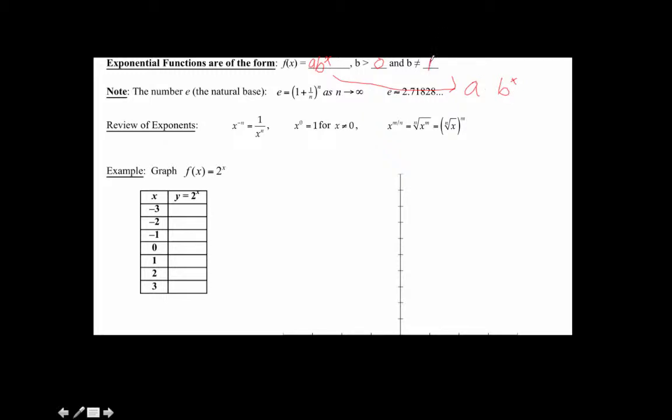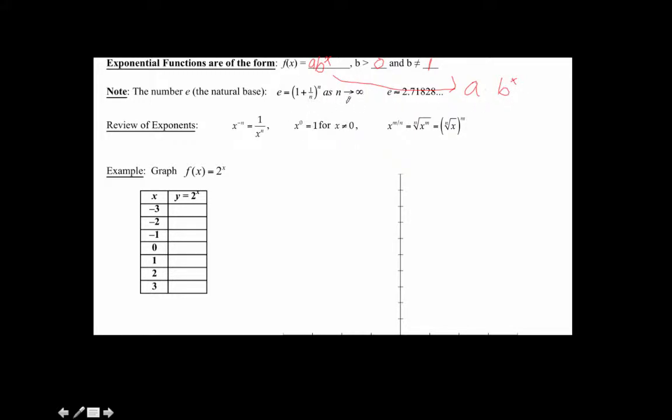But b also can't be 1. If b was 1, then you would have 1 to the whatever, and in all cases, that is 1. So that's not interesting. That would just be the function a. So we just want to make it where it's always defined and positive and not constantly 1.